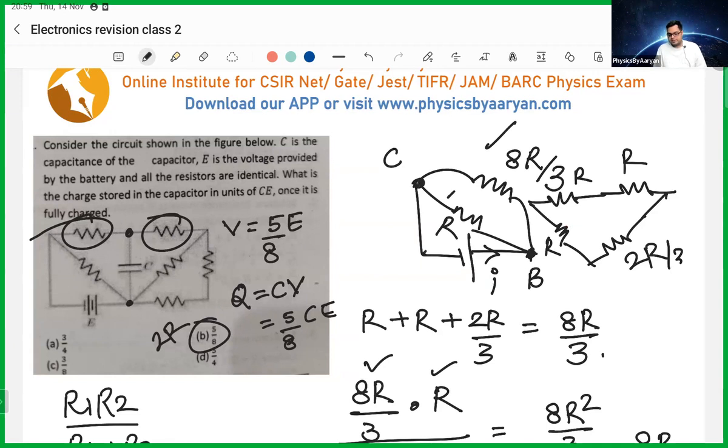This point I call C, this point I call B. The voltage between C and B is E. But I don't need the voltage between C and B. I need the voltage between A and B. So I divide A and B into two sections, one left hand side part of this and one right hand side part of this.